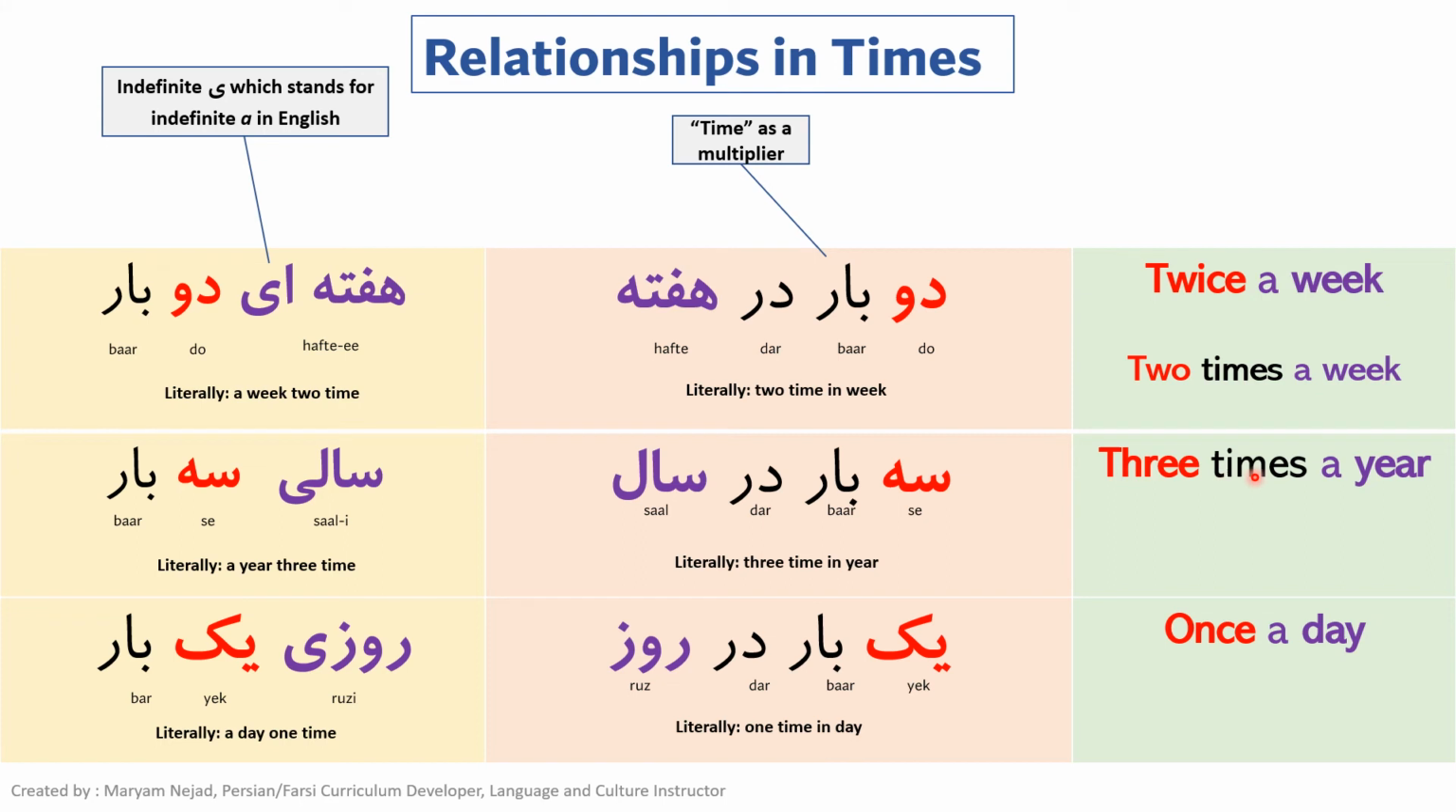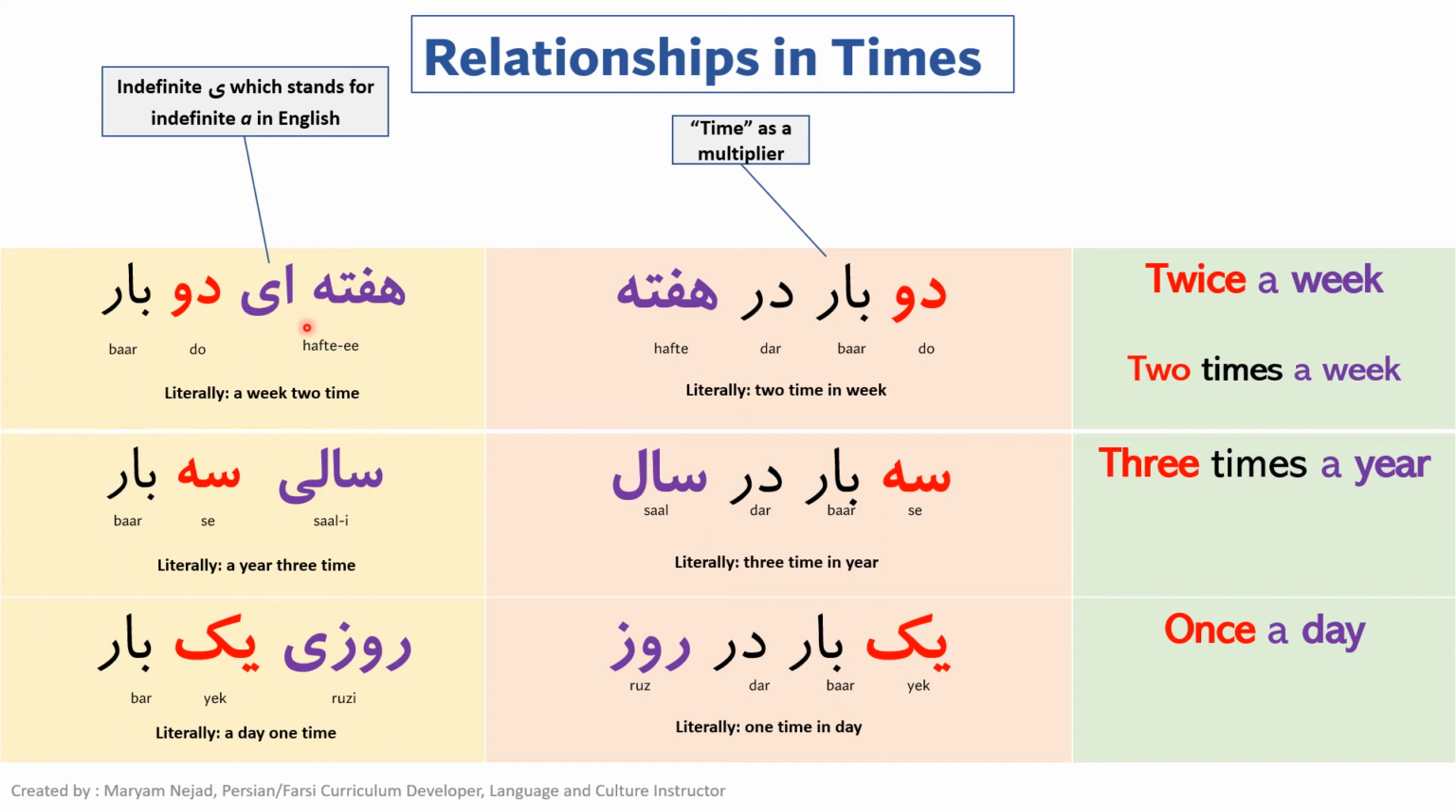Now we want to say 3 times a year. So we just replace it with another number and another time vocab. So se bar dar sal. Se bar dar sal. Or what if we want to say once a day? Yek bar dar ruz. You can find the literal translations underneath that.